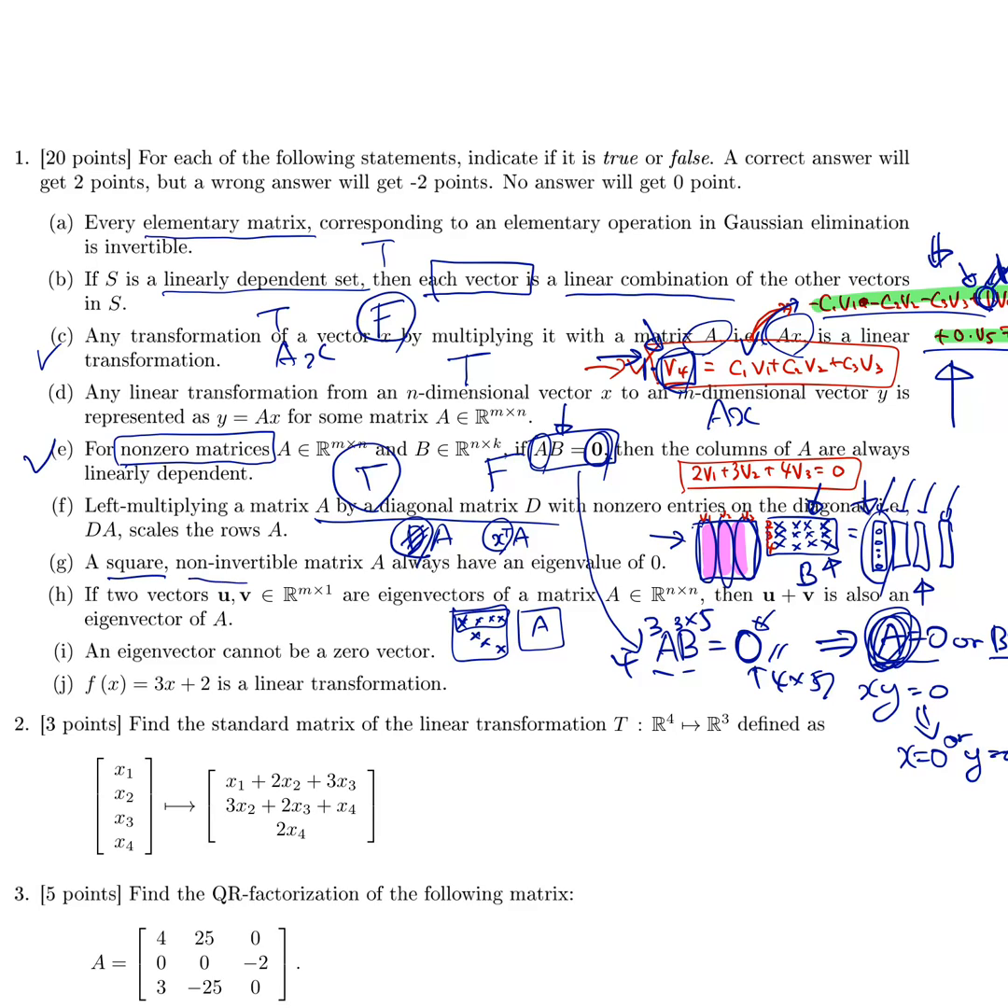A square non-invertible matrix always has an eigenvalue of 0. Is it true or false? True or false?